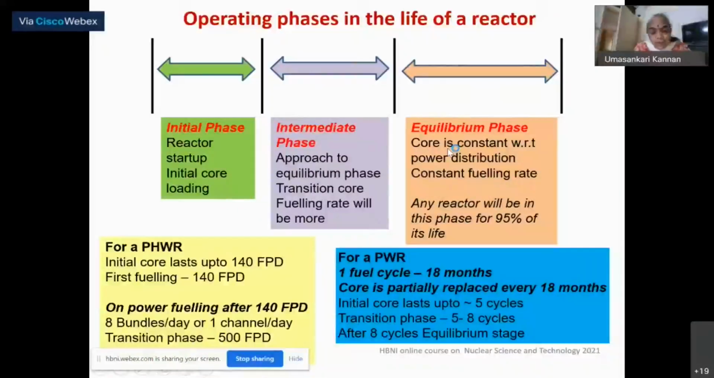Again, this is a broad concept which I'm trying to give you. There could be many more phases like cold stage, hot stage, and so on. But right now I'm talking about the operational stages. The core is constant with respect to power distribution.